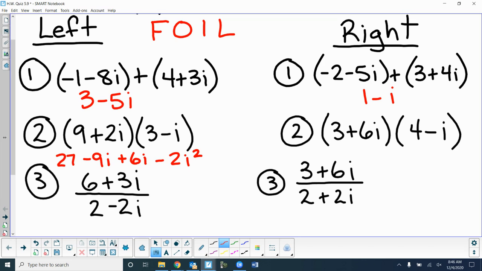All right, what do we see here? A square, right? So we have to do what? Change the sign. Change the sign in front of the 2. Okay? So this answer is 29 minus 3i. Okay, Scott? Yeah.